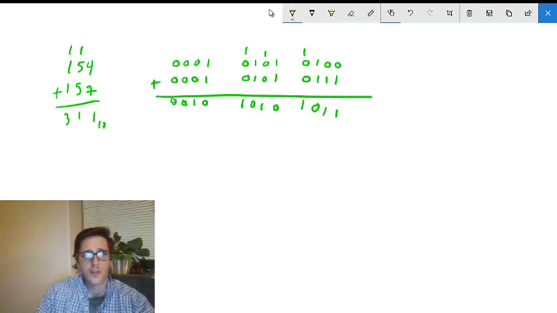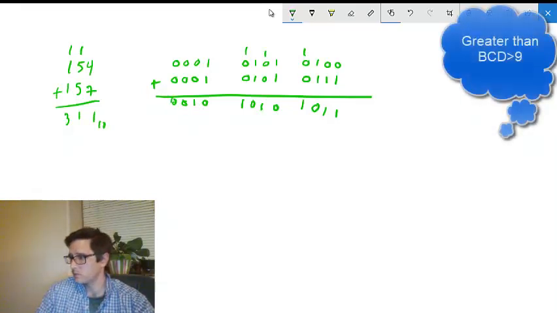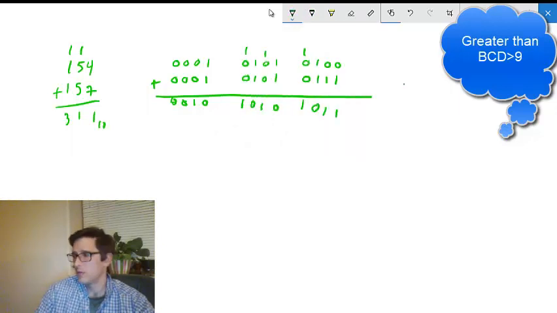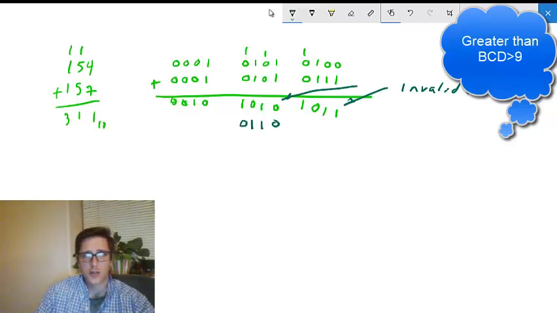Okay, we didn't have any carries in this case, but we do have invalid values greater than 9, so what we should do is write these out. So we should say we have an invalid BCD number because it's greater than 9. So we have it there and we have it here. So we need to add 6 to those.